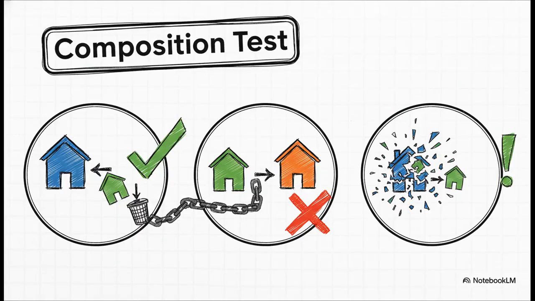The test for composition is, well, it's pretty definitive. Does the whole create and destroy the part? Yes. Can that part belong to anything else? Absolutely not. And if you delete the whole, does the part get destroyed with it? A big, resounding yes. If you get a yes to all three, you've got composition.